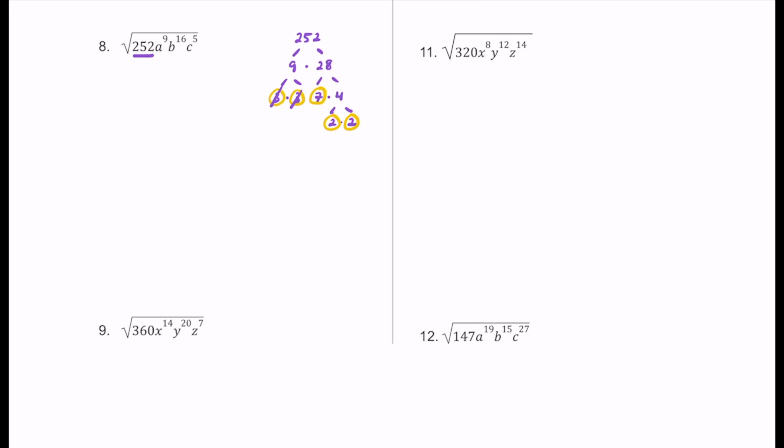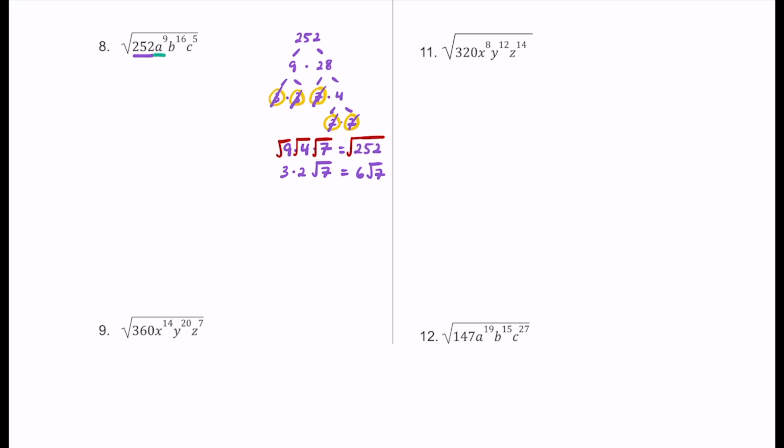All right, so we have a 3, a 3, a 7, a 2, and a 2. So these 3's pair together to make a 9, that's a perfect square. 2's pair together to make 4, that's another perfect square. And then we have this extra 7. And if you multiply these, you do get 252, right? So the square root of 252 is the same thing as the square root of 7 times the square root of 4 times the square root of 9. The square root of 9 is 3, the square root of 4 is 2. We have this root 7. So 3 times 2 is 6, so we have 6 root 7. So that takes care of the number.